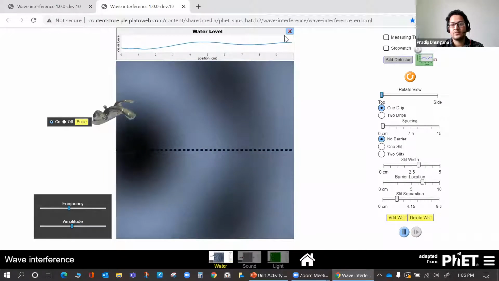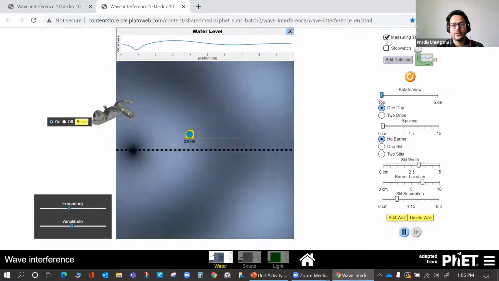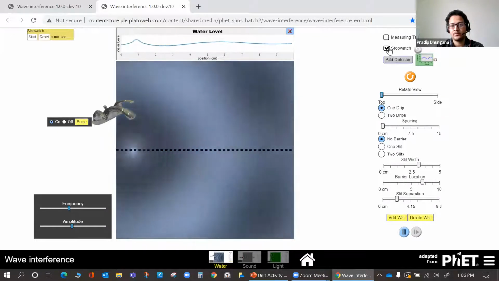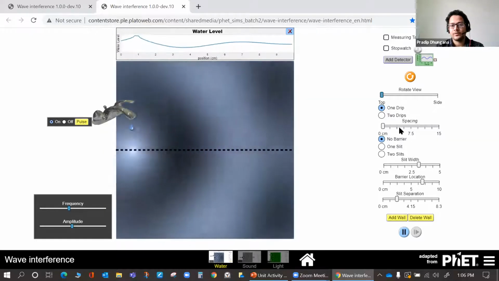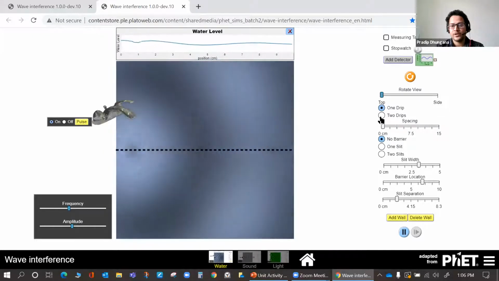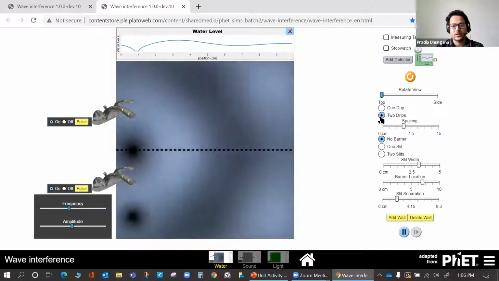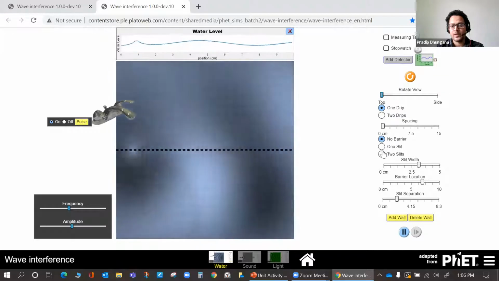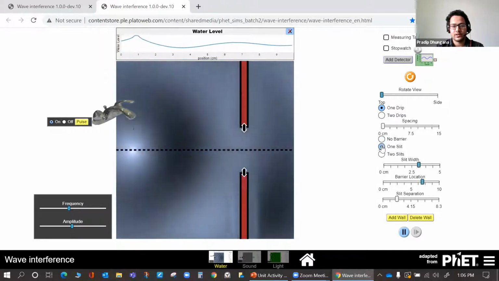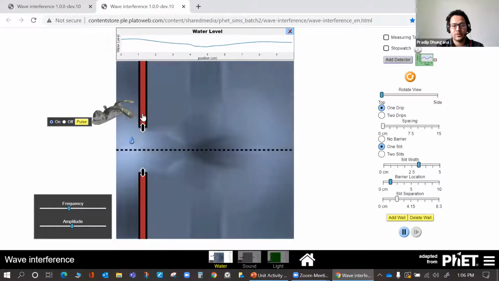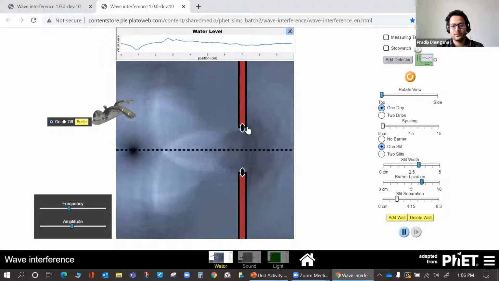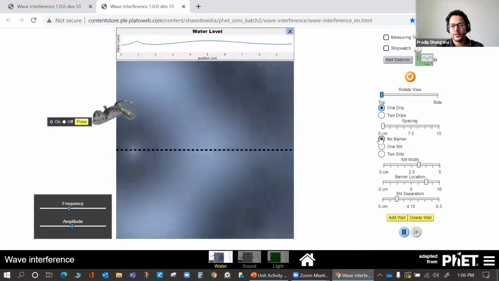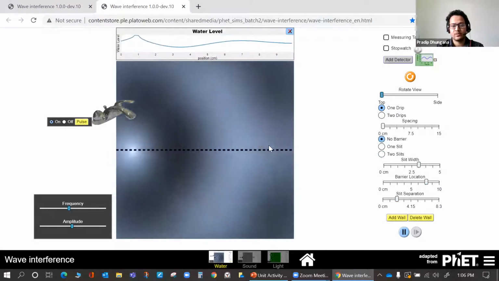There is a measuring tool on the right-hand side. You can measure with it, and you have a stopwatch, which you can use, and a rotated view. You can use one drip or two drips of water. Let's go with one drip. You can choose a barrier: no barrier, one slit, or two slits. Let's use one slit, and we can move that slit as well. Then we can put two slits here, or no barrier. Let's erase that one right now.